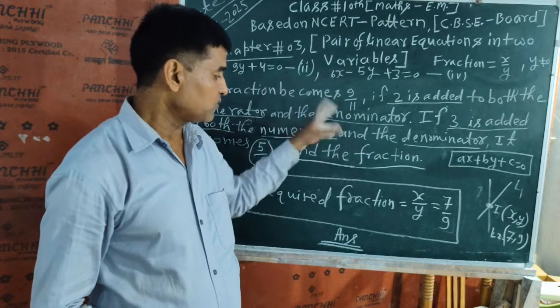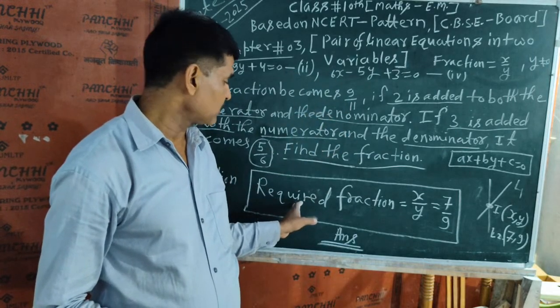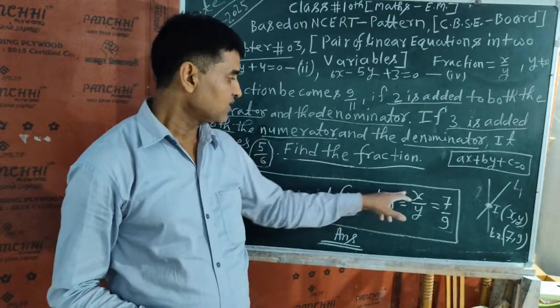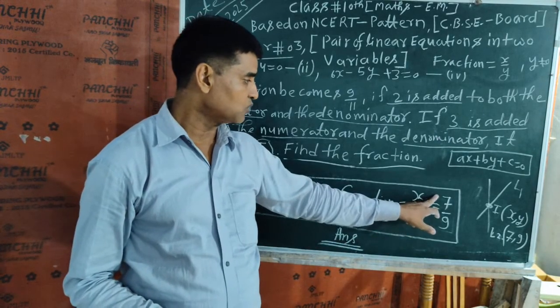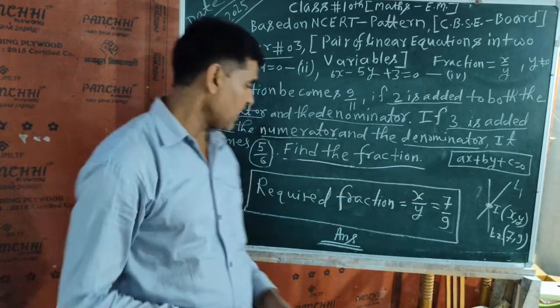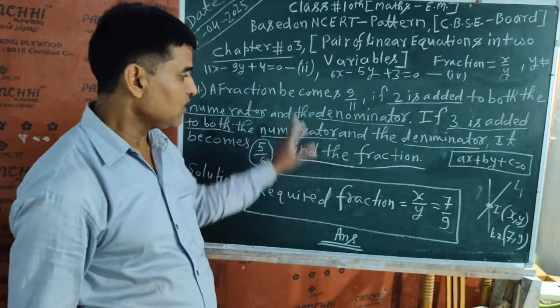So after simplifying this, I have got its required fraction. That required fraction is x divided by y, which is equal to 7 divided by 9, and this is the final answer of the given question.